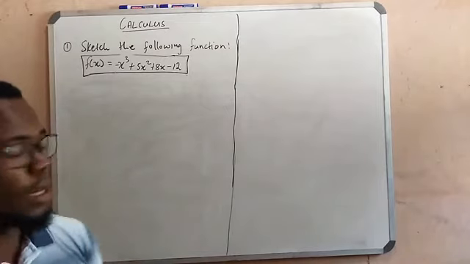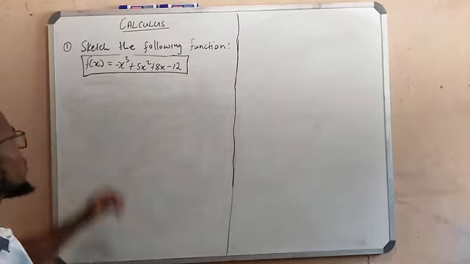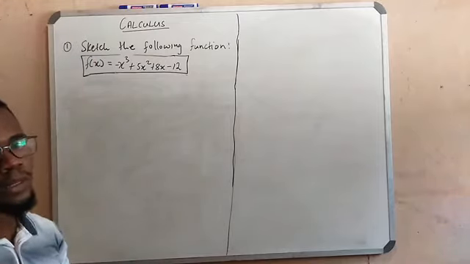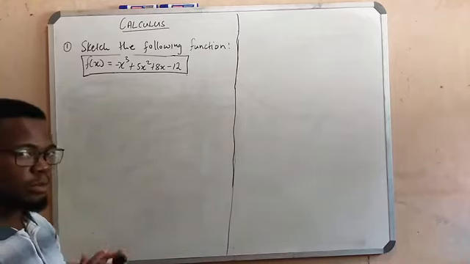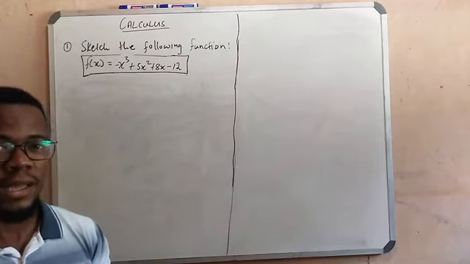Now let us sketch this function. You are given f(x) = -x³ + 5x² + 8x - 12. Remember the first step: find the y-intercept as well as the x-intercept.